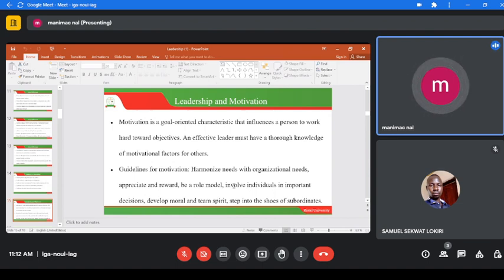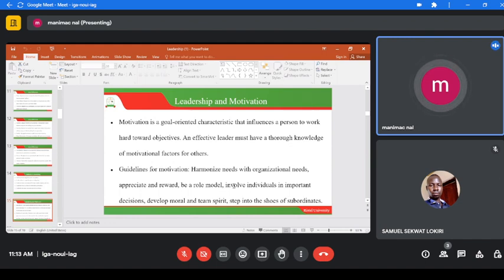However, we expect that an effective leader must have a thorough knowledge of the motivational factors and what could be used for other individuals. What factors will you use for others to motivate them? Furthermore, you also must have guidelines for motivation. Okay, for guidelines of motivation, you need to harmonize with the organizational needs. You need to appreciate and reward somebody who has done something good. You appreciate them, you reward them.